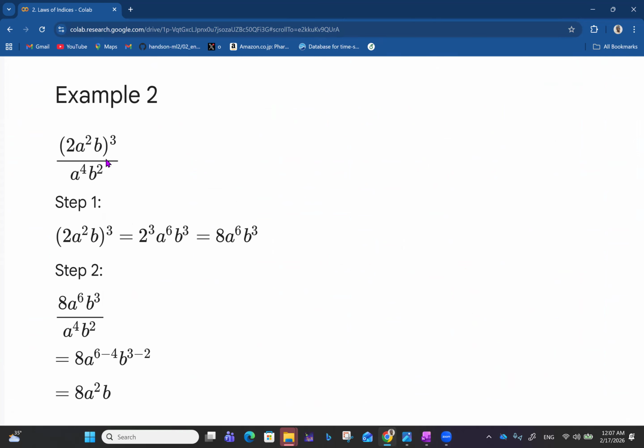We have (2a squared b) raised to power 3 all over a to the 4 b squared. If you go through the process, you have 8a squared b, but let me just go ahead and do it on the worksheet. (2a squared b) all raised to power 3 all over a^4 b^2, like this.